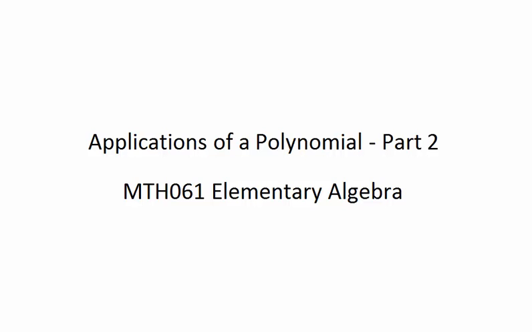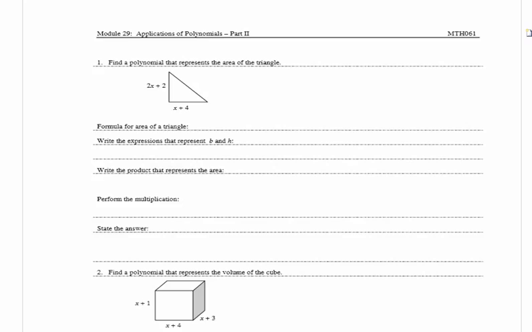In this video, we're going to look at applications of a polynomial. In one, it says, find a polynomial that represents the area of the triangle. And we have a triangle with a height of 2x plus 2 and a base of x plus 4. And the formula for the area of a triangle is area is equal to 1/2 base times height.